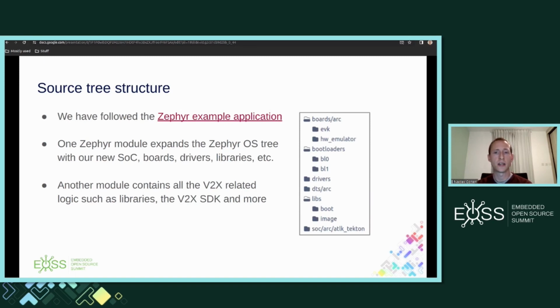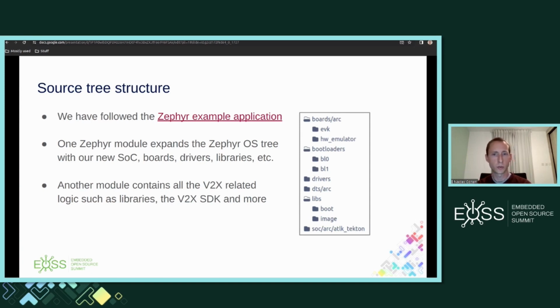Zephyr published an example application repository to be used as a reference of how to develop Zephyr-based applications. In this example, the Zephyr source tree is being expanded by adding out-of-tree applications, drivers, libraries, and so on. We like the concept of having Zephyr modules, being able to keep the Zephyr OS code tree clean and add all of our SoC additions in a dedicated repository.